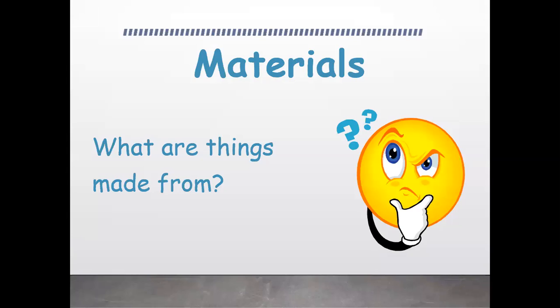Now we are coming to the materials. We are going to continue it. What does it mean by a material? A material is the main thing that something is made from. So what are things made from? They are made from materials. Again, what are things made from? They are made from materials.